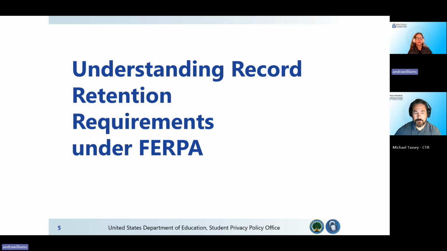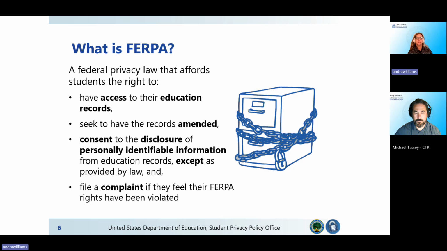So we're going to start with record retention requirements under FERPA. And first, we're going to just do a quick review about FERPA itself. So FERPA is the Family Educational Rights and Privacy Act. This is a federal law that affords parents and eligible students certain rights. These include the rights to have access to their education records, the right to seek to have the records amended, the right to consent to the disclosure of personally identifiable information, or PII, from education records, with exceptions, and the right to file a complaint if they feel their FERPA rights have been violated.